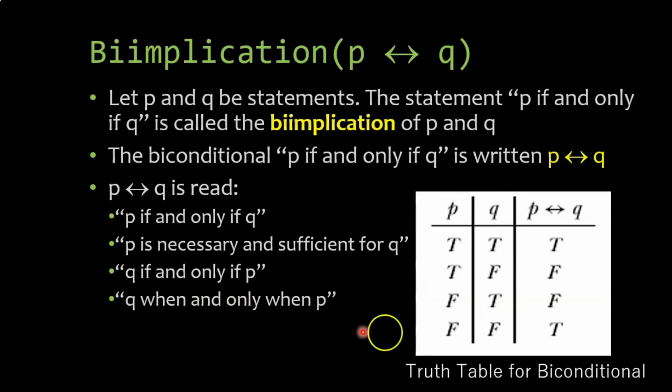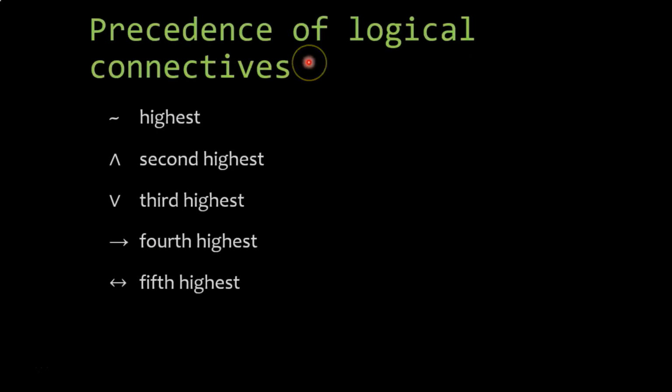This is the truth table for the biimplication. If P is true and Q is true, then P if and only if Q is true. If P is true and Q is false, then the result is false. Similarly, when P is false and Q is true, the result is false. But if P is false and Q is false, P if and only if Q is true. Meaning that for this biimplication, if both statements give the same truth value, then the result is true. Otherwise, it's false.